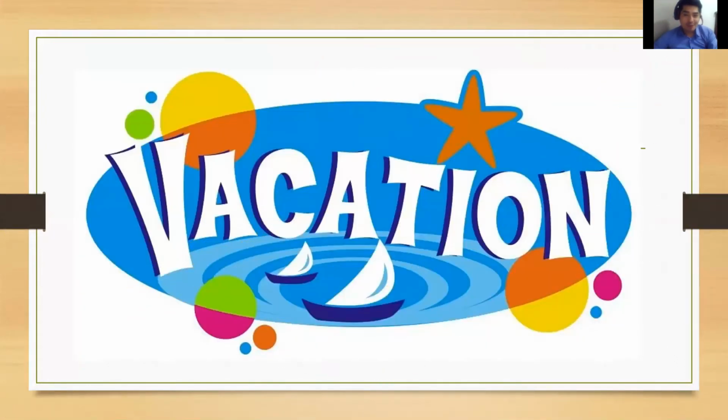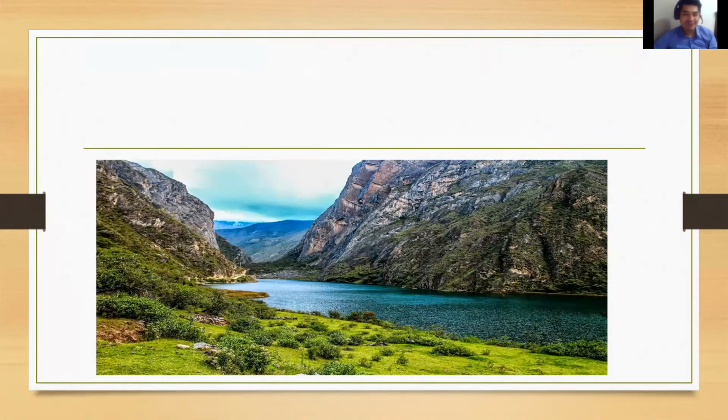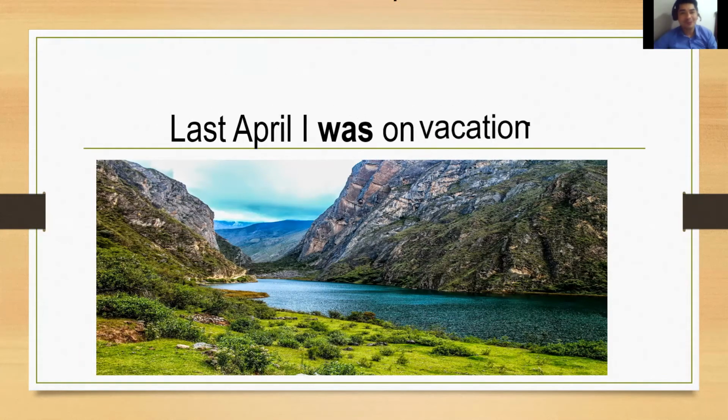I'm going to talk about my last vacation, students. For that reason, I will show you different pictures about that and try to find out what place it is. What do you think, class? What place is it? Do you know it? Is that Cusco? Is that Huancavelica? Is that Puno? What place is that, students? Any ideas?